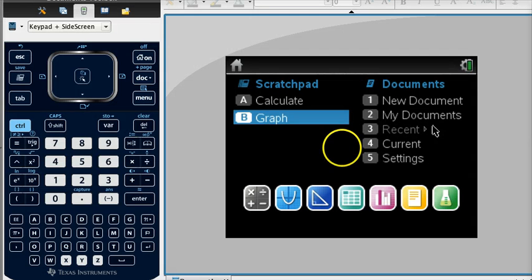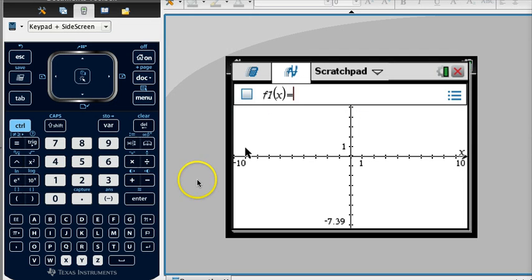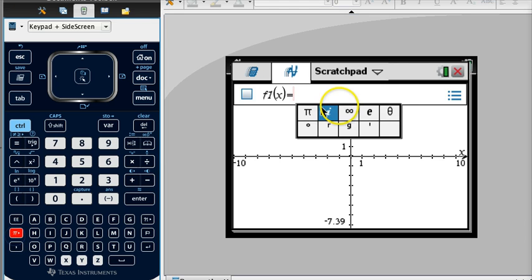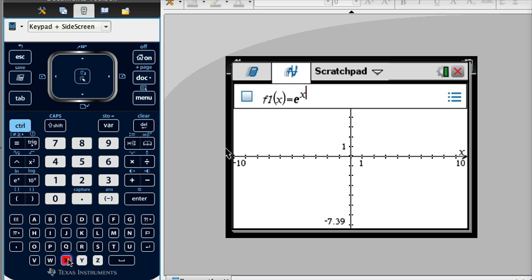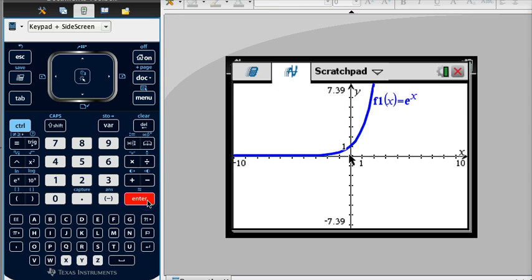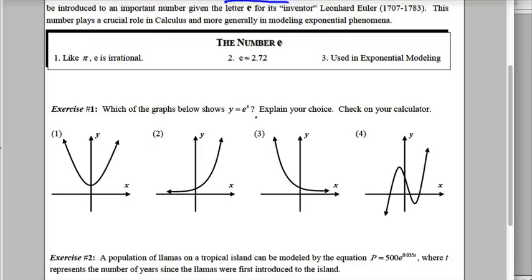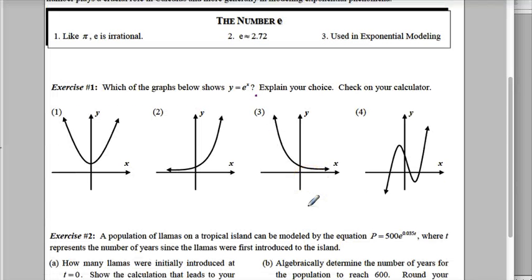So using your calculator, I want you to go to graph. How do you get the letter e? You go to this little pi thing and you choose e to the x power. And if you hit enter, you're going to see it's an increasing graph. It's an exponential increasing graph, which makes my answer choice number 2.